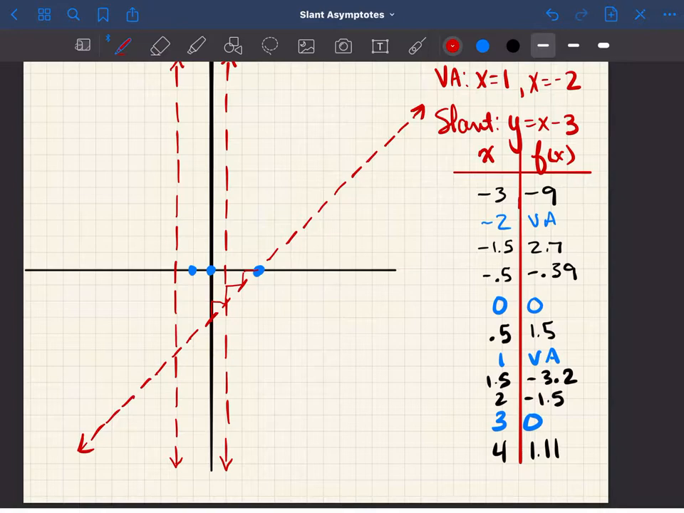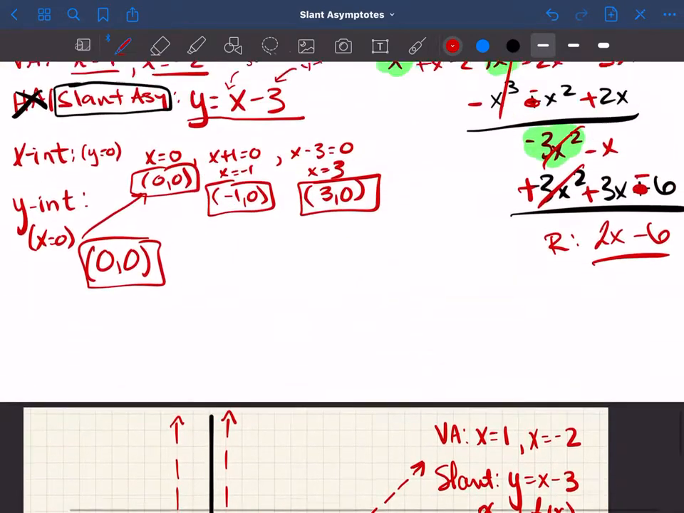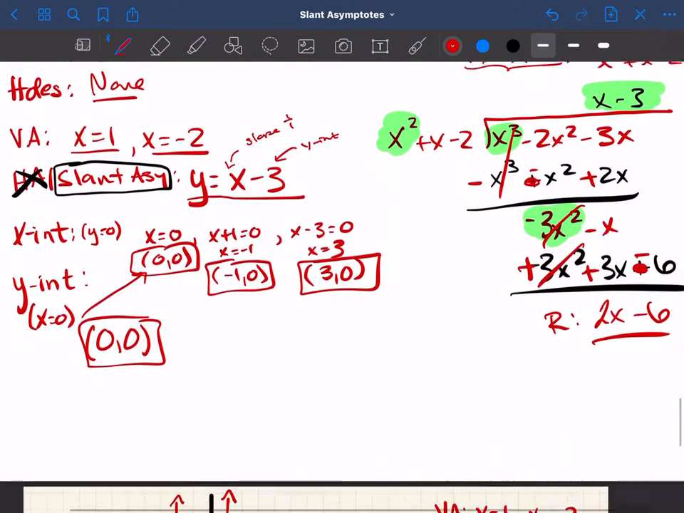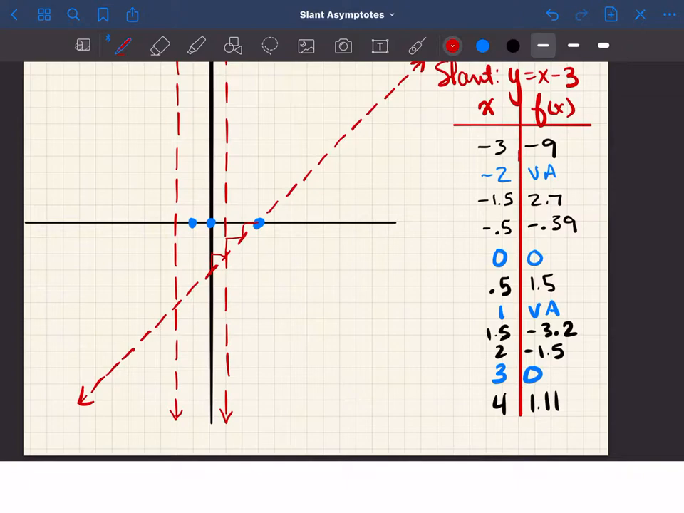I've also put on my x-intercepts. I think I left one off, didn't I? I left off -1 up here. Yeah, that's okay because we have it on our graph already. So we have -1, 0, we can tuck in there.